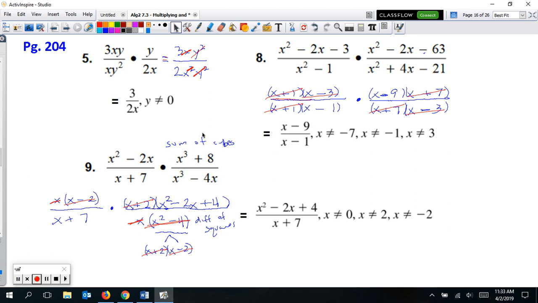Alright, so our next part now would be to do the other three problems that are division. So let's look at the core concept for division.